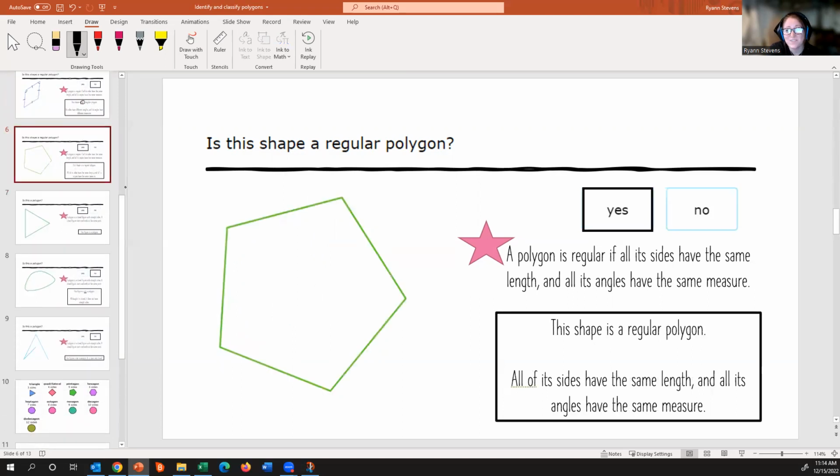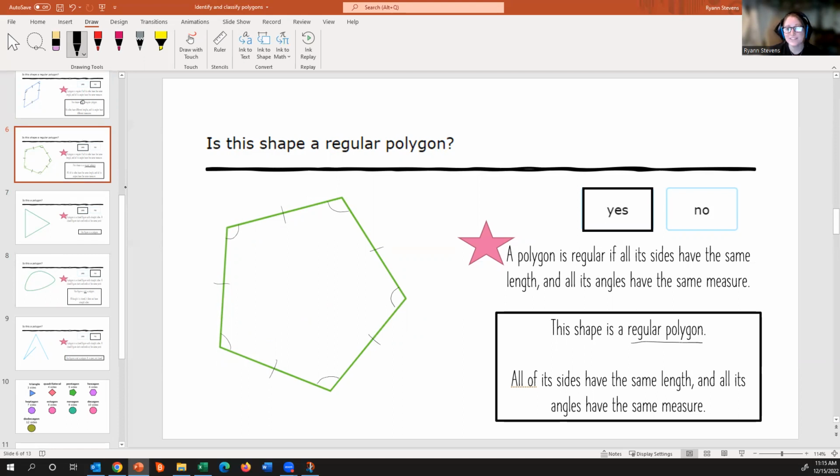And one more with regular polygons. In this case, if we look at the angle measures of this shape, these appear to be the same. It also appears that the side lengths are the same as well. Since all of its sides have the same length and all of its angles have the same measure, we could classify this as a regular polygon.